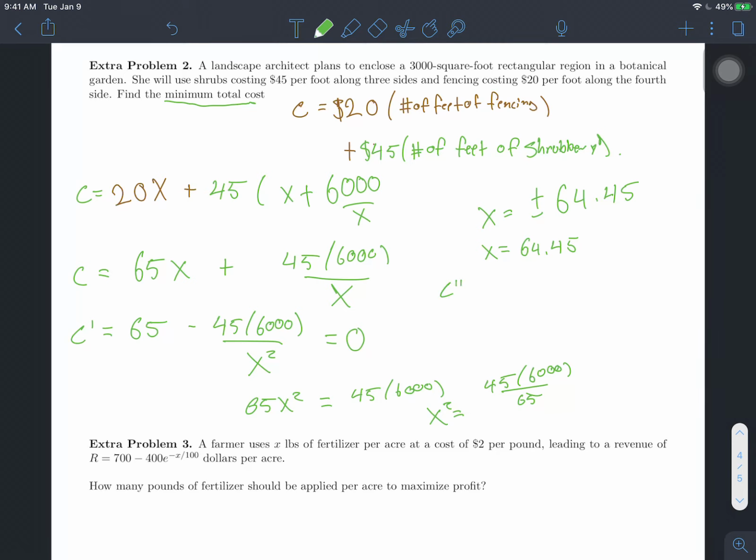C double prime is going to be equal to 45 times 6,000 times 2, all divided by x cubed. So in particular, the negative 2 got multiplied down, so this whole thing which was negative before became positive, and the power became 1 less than it was before.